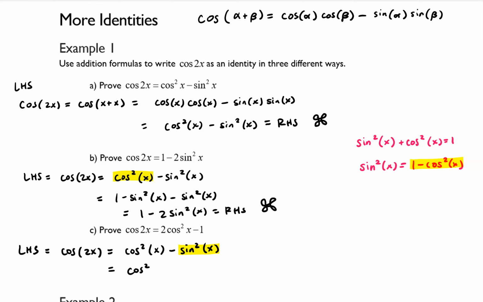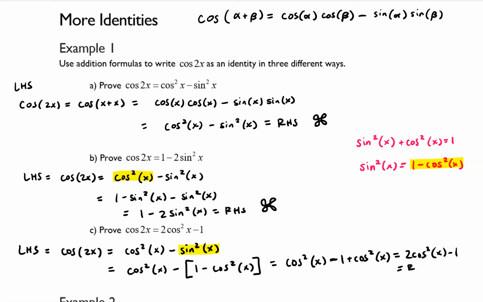And so now I can replace sine squared x with this thing because of the Pythagorean identity. So we get cosine squared x minus, now be careful here, I want to put brackets or parentheses because I'm subtracting off this entire quantity. This is where students will often get messed up because of the algebra. Now this becomes cosine squared x, and if I distribute that negative sign in, we get minus 1 plus cosine squared x, and then through some algebra here, we can combine this to say 2 cosine squared x minus 1, which is equal to the right-hand side. So I'm going to put my little proof symbol to indicate that we are done with this example.